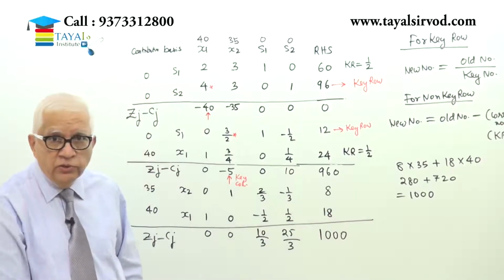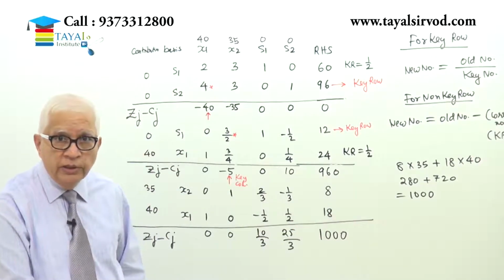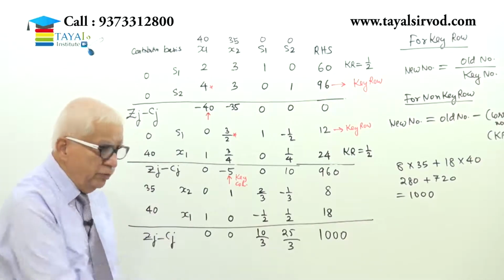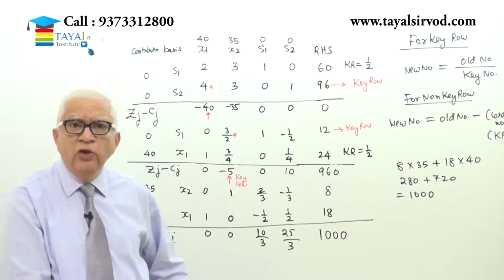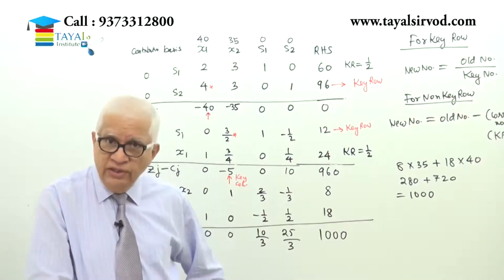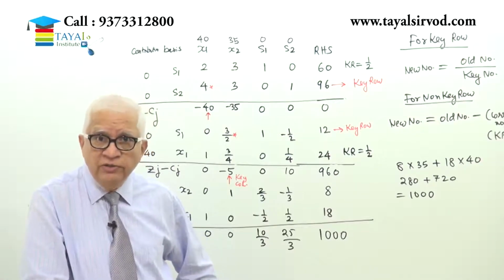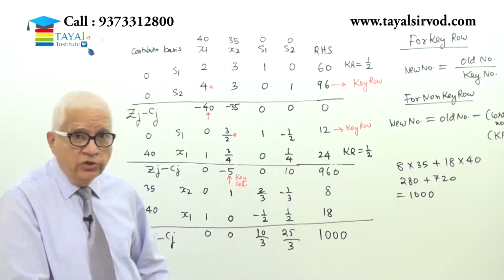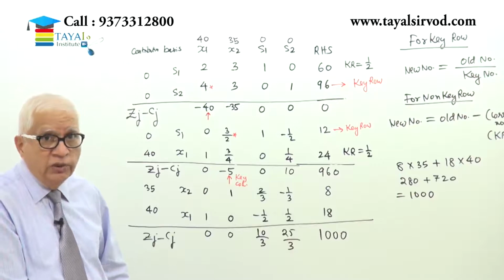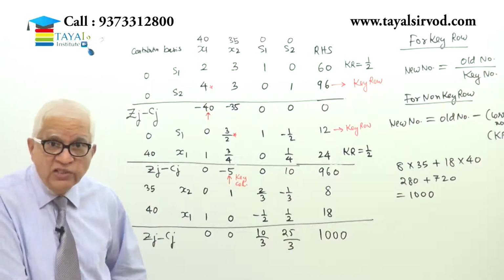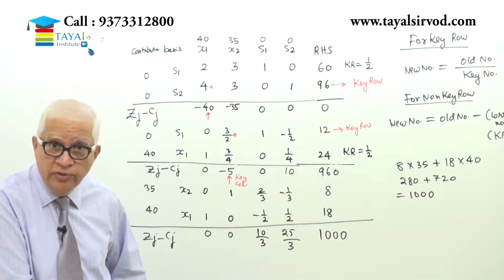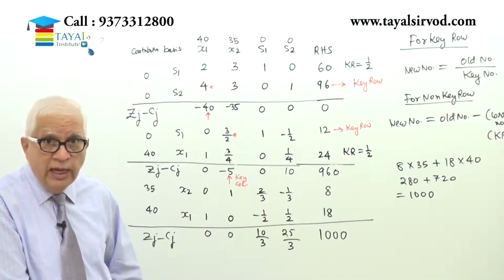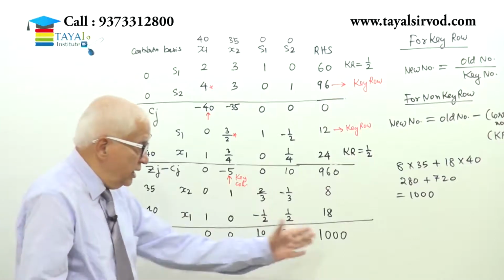What about s1, s2? Also the variables in the original problem. s1, s2 are not present in the basis. They are not present here. So what are the values of non-basic variables? By definition, the values of non-basic variables are 0. And therefore, the solution is x2 is equal to 8, x1 is equal to 18, s1 is equal to 0, non-basic, and s2 is equal to 0, non-basic, and zeta value is 1000.